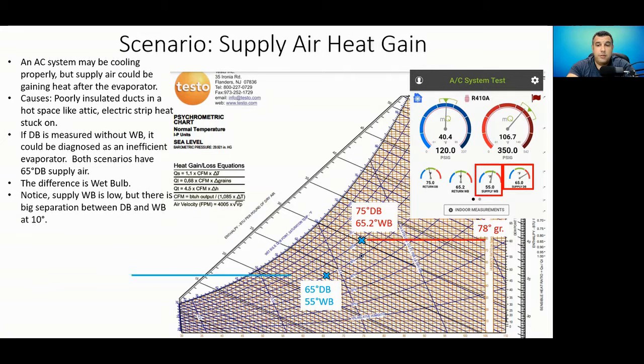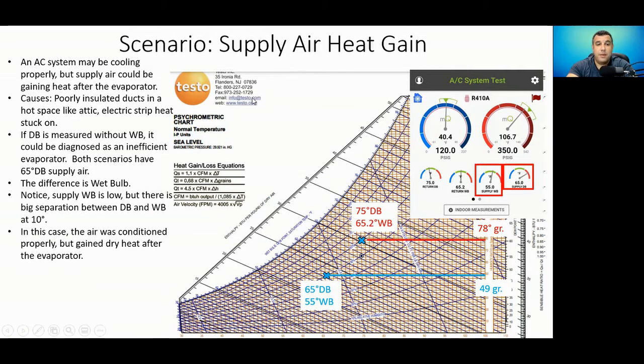And also look at our grains of moisture. We did actually remove a lot of moisture from the air this way, but we still have cooling problems. But you notice a difference between this problem and the last one. Our equipment actually cooled the air down. It did its job, but then the air picked up heat after it left the equipment.